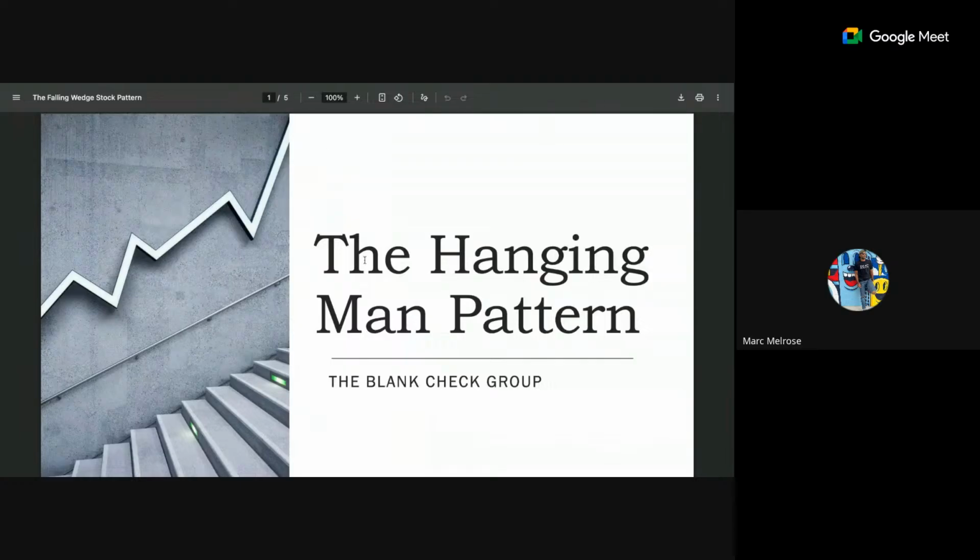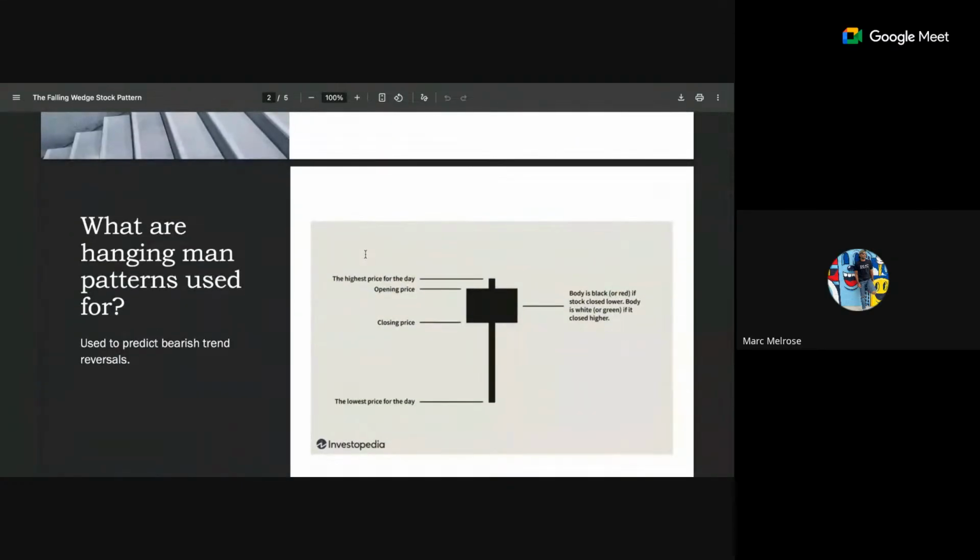All right, perfect. So, hanging man pattern. The hanging man pattern is another bearish indicator, and the way this pattern populates, it creates what looks like a hammer. Yeah, it looks like a hammer. I have nothing else to say about it, but it looks like a hammer.